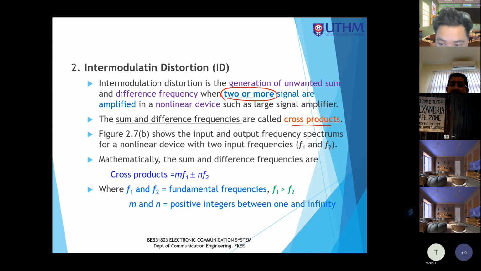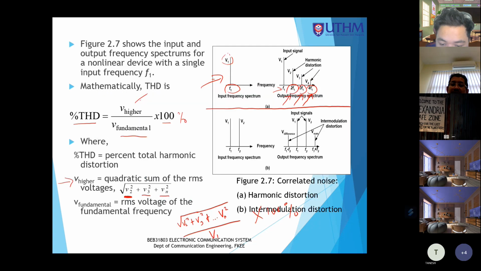What is this? We need to look at it in this picture, picture B. You see that we have two inputs. Let's see picture B, for the intermodulation distortion. So we have two inputs, V1 and V2. V1 is located at frequency F1, and V2 is located at frequency F2.